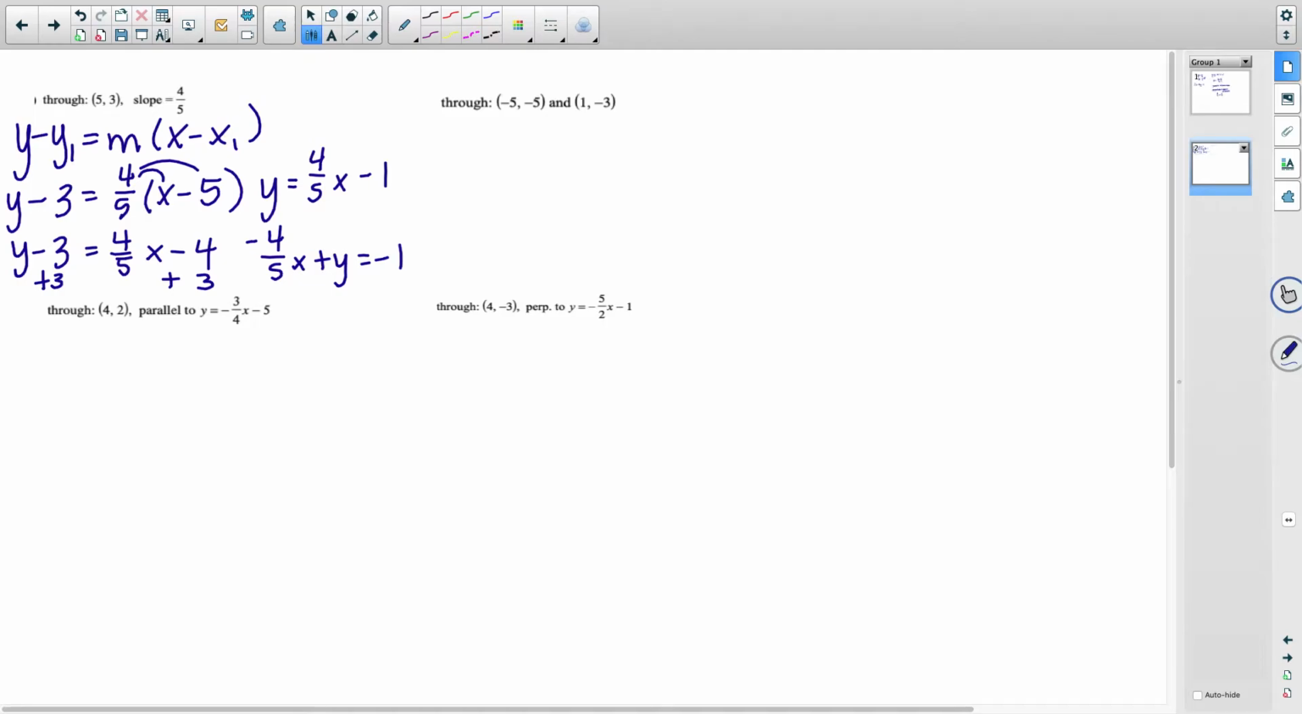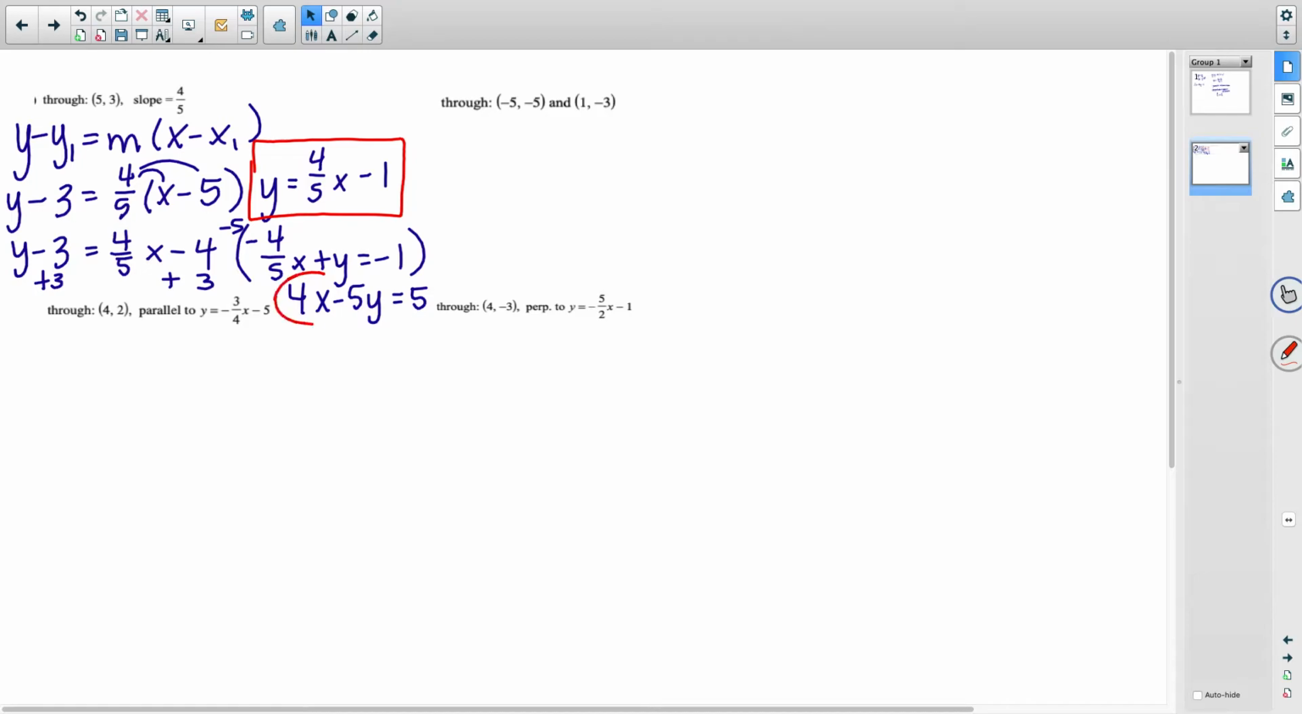And your a value cannot be negative or a fraction, so we need to clear this by -5. We're clearing it by negative to make the a positive, and we're clearing it by 5 because that's the denominator. So you would multiply this entire equation by -5, and that's going to give you 4x minus 5y equals 5. So for slope-intercept, you would stop here. For standard, you would go all the way to here. And the directions will tell you what to do on your test.